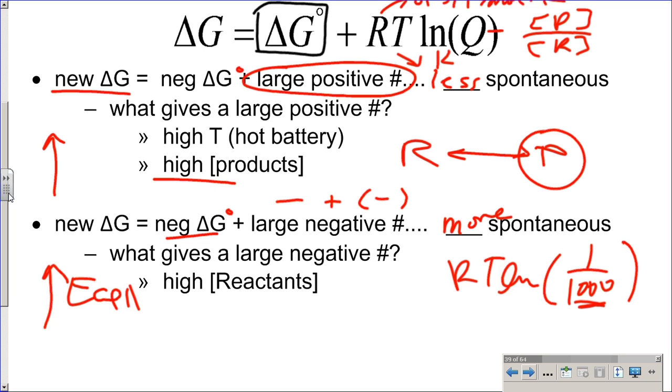But on the one we previously talked about, being less spontaneous means that you're going to have a lower E cell because there's just too many products there and it's not going to continue pushing electrons.